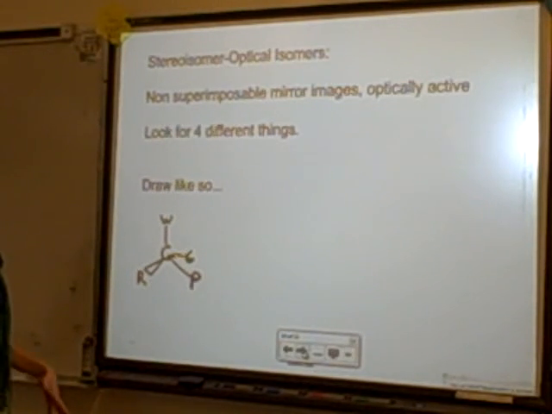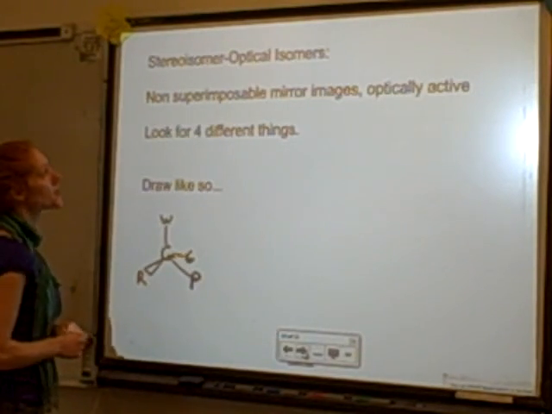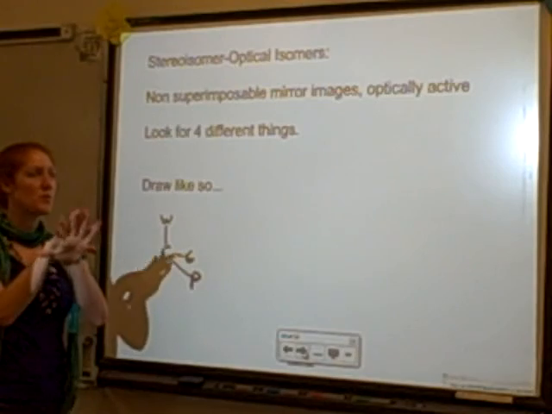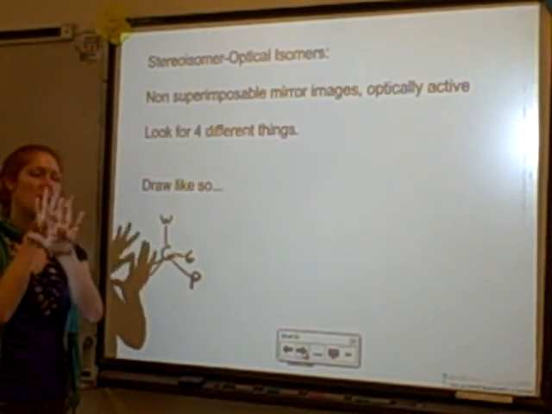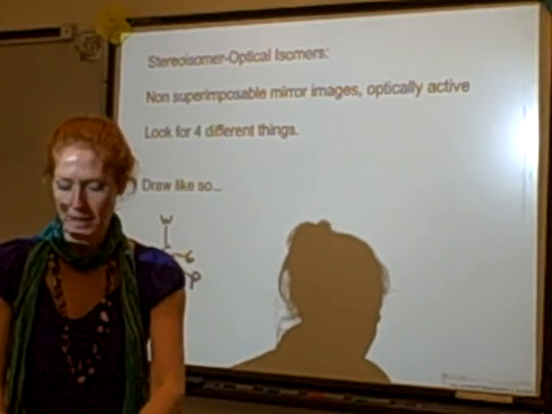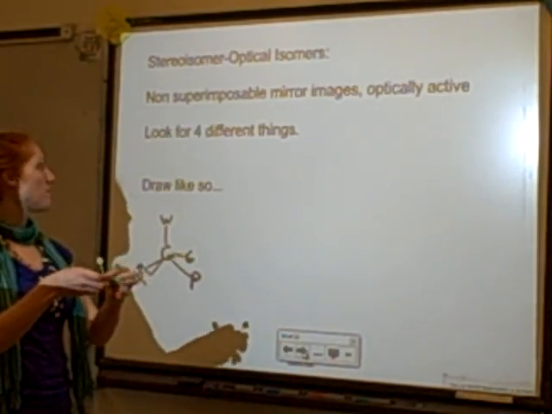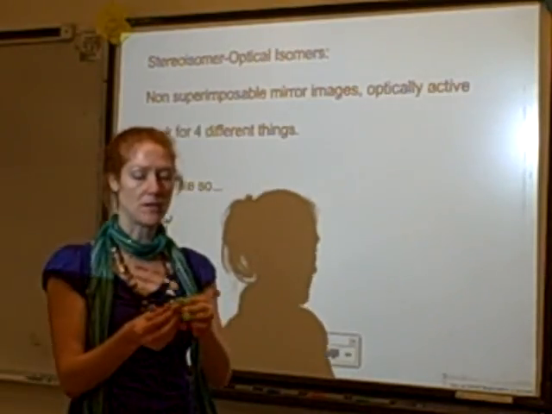The last type of isomer, so it's the second type of stereoisomer, is optical. So optical isomers are the non-superimposable mirror images. Looks the same, not the same. Look for 4 different things attached to one atom to figure out if you have an optical isomer.